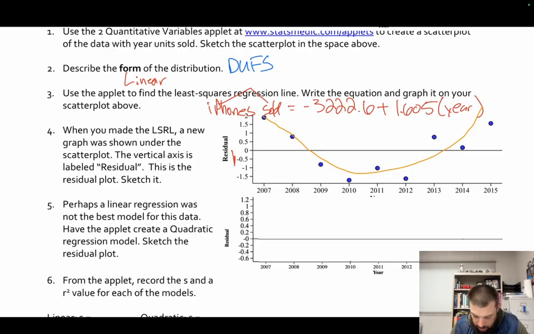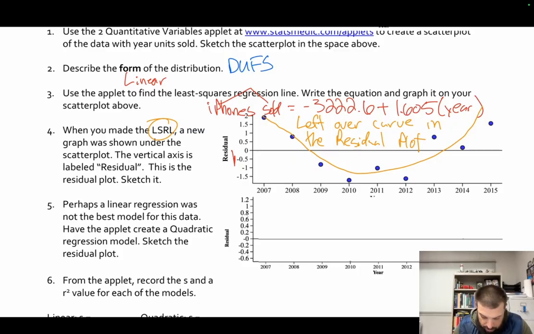So there's what we call a leftover curve in the residual plot. And when this happens, that means our LSRL, our least squares regression line, is not an appropriate model.